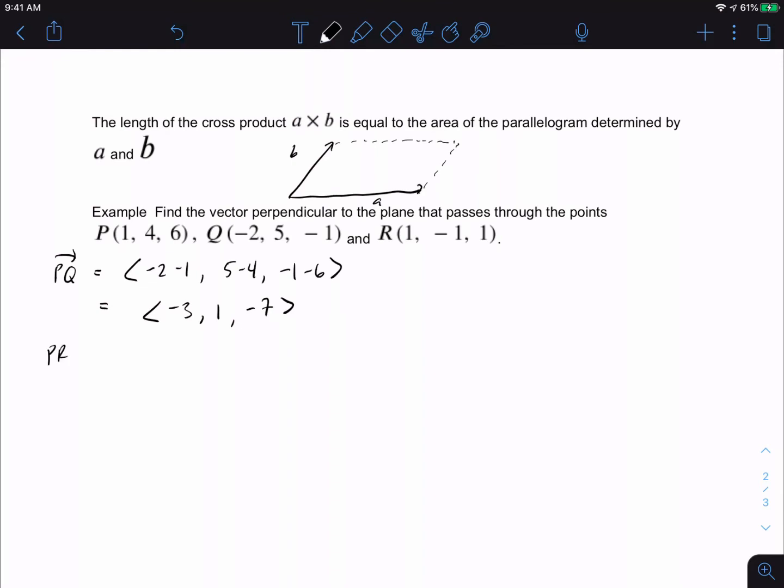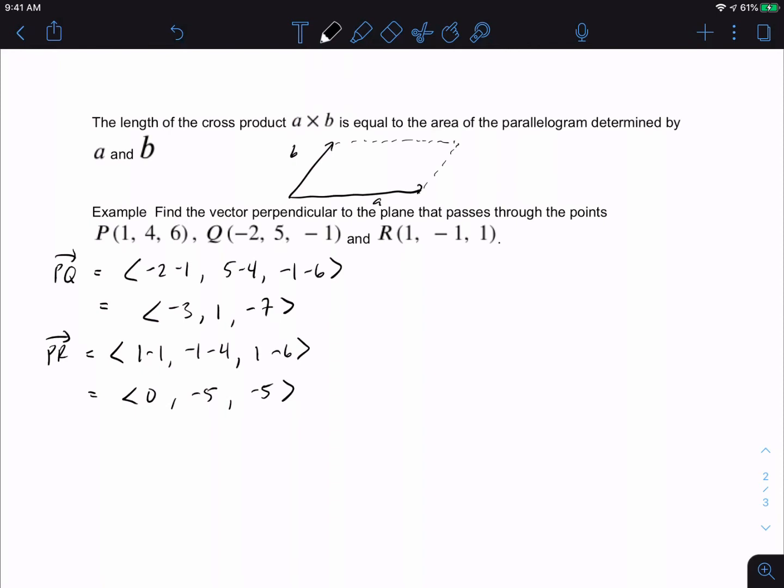And then I'm going to go from P to R because I want the initial point to start at the same place. So I'm going to use P both times. So I'm going to go, okay, the vector is going to go 1 minus 1, -1 minus 4, and then 1 minus 6. And so that's going to give me a vector that's going to be 0, -5, -5. Okay? So now I have 2 vectors, and since we want to find a vector that's perpendicular to it, we now know that the cross product of the 2 vectors gives us a vector that is perpendicular to both. So since it's perpendicular to both, it's going to be perpendicular to the plane that's created by these 3 points.